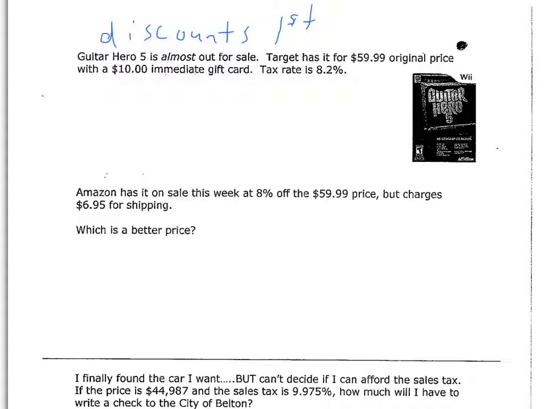Always, always discounts first. Okay, and you do your tax second. Okay, so discounts first, tax second. Okay, so let's take a look at this. It says that our original price was $59.99, and we have a $10 immediate gift card. So you know that you can go ahead and take that out.